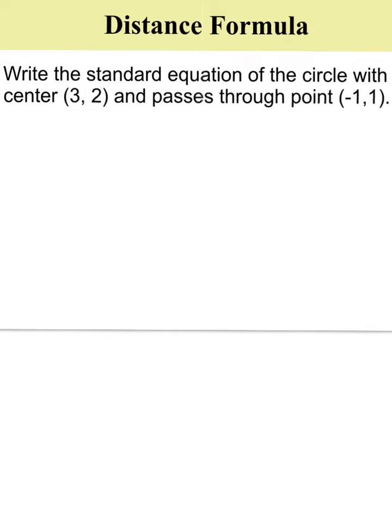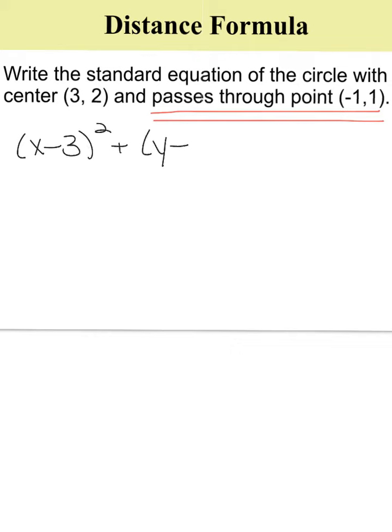Okay, now we want to write the standard equation of a circle with a given center and it passes through a point. So that changes things up a little bit. So since we know the center, we can start to write the equation. So x minus 3 square plus y minus 2 square. And now we just have to figure out the r square.